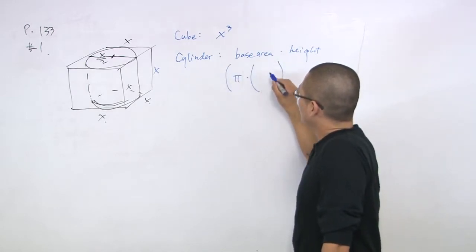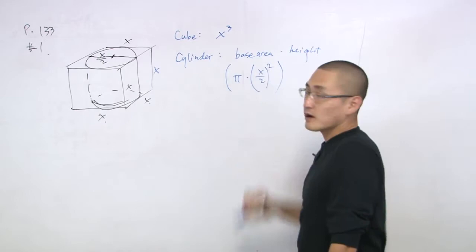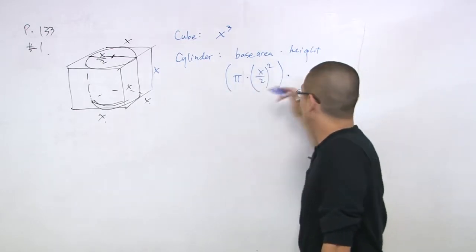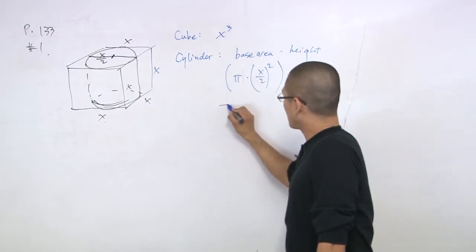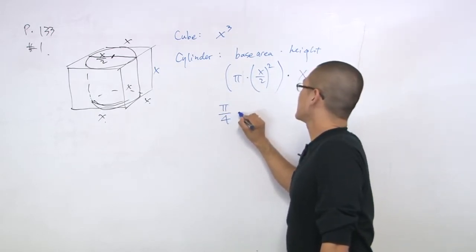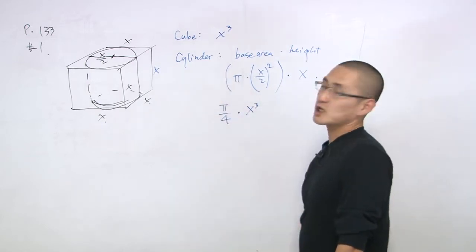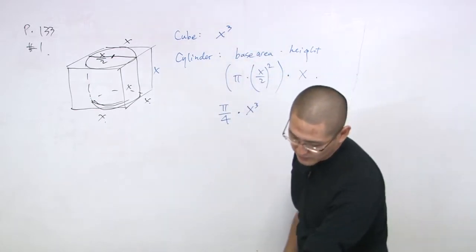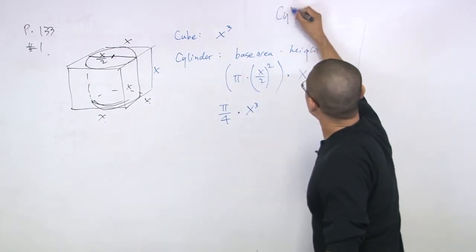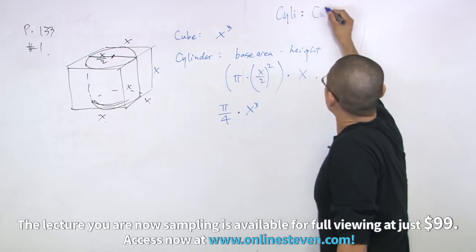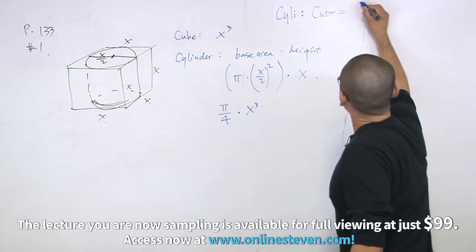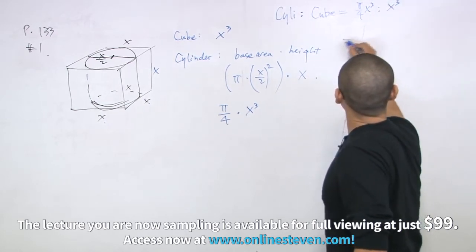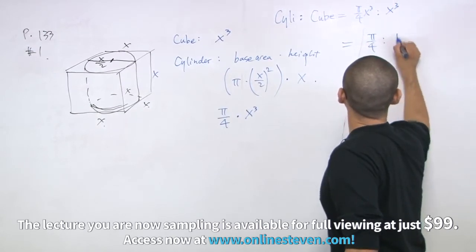Pi times r, which is x over 2 that we just found, squared. Multiply by the height. What is the height of this cylinder? Same as the cube, which is x. So put them together, I get pi over 4 times x cubed. That's my cylinder. Okay, what is the ratio between that and that? So cylinder comes first, right? Cylinder to cube is pi over 4 x cubed to x cubed, which makes this pi over 4 to 1.